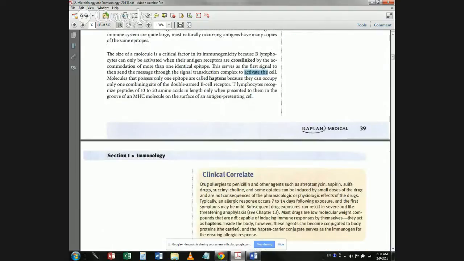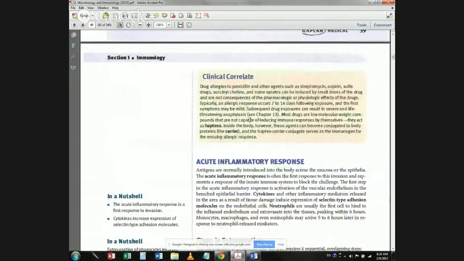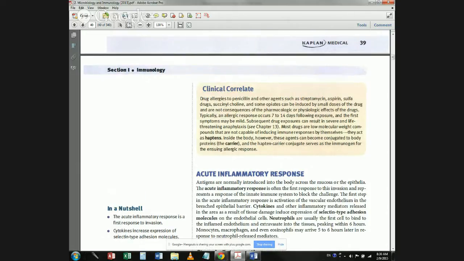However, here we see again that the drugs themselves are very low molecular weight compounds, and they just have one epitope, thus they're called haptens. One hapten bound to one arm of an antigen recognition molecule is not going to trigger anything. But these haptens can be conjugated to body proteins, and this hapten carrier conjugate is now an immunogen, and that's why you end up with an allergic response. Got it. All right, let me just go back to see I didn't miss anything.